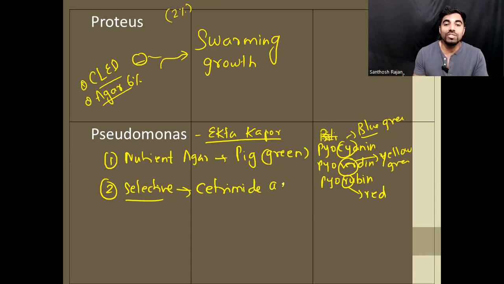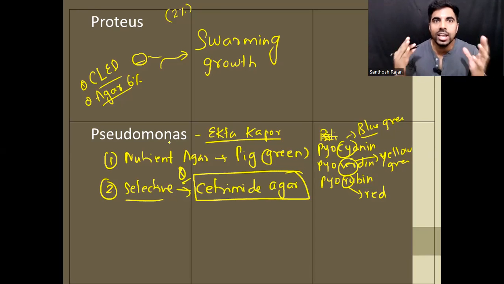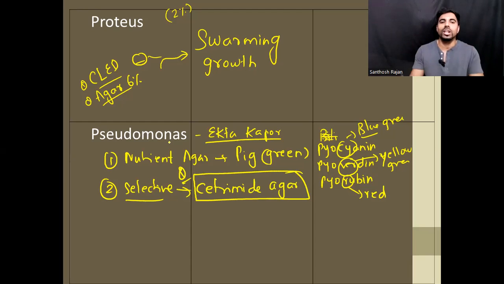Cetrimide agar itself is a disinfectant. It's like phenol hota na, phenolizer jaisa. Even this one bacteria can grow on top of a disinfectant, which means that is your Pseudomonas. Itna powerful lady Ekta Kapoor. Ekta Kapoor so powerful.